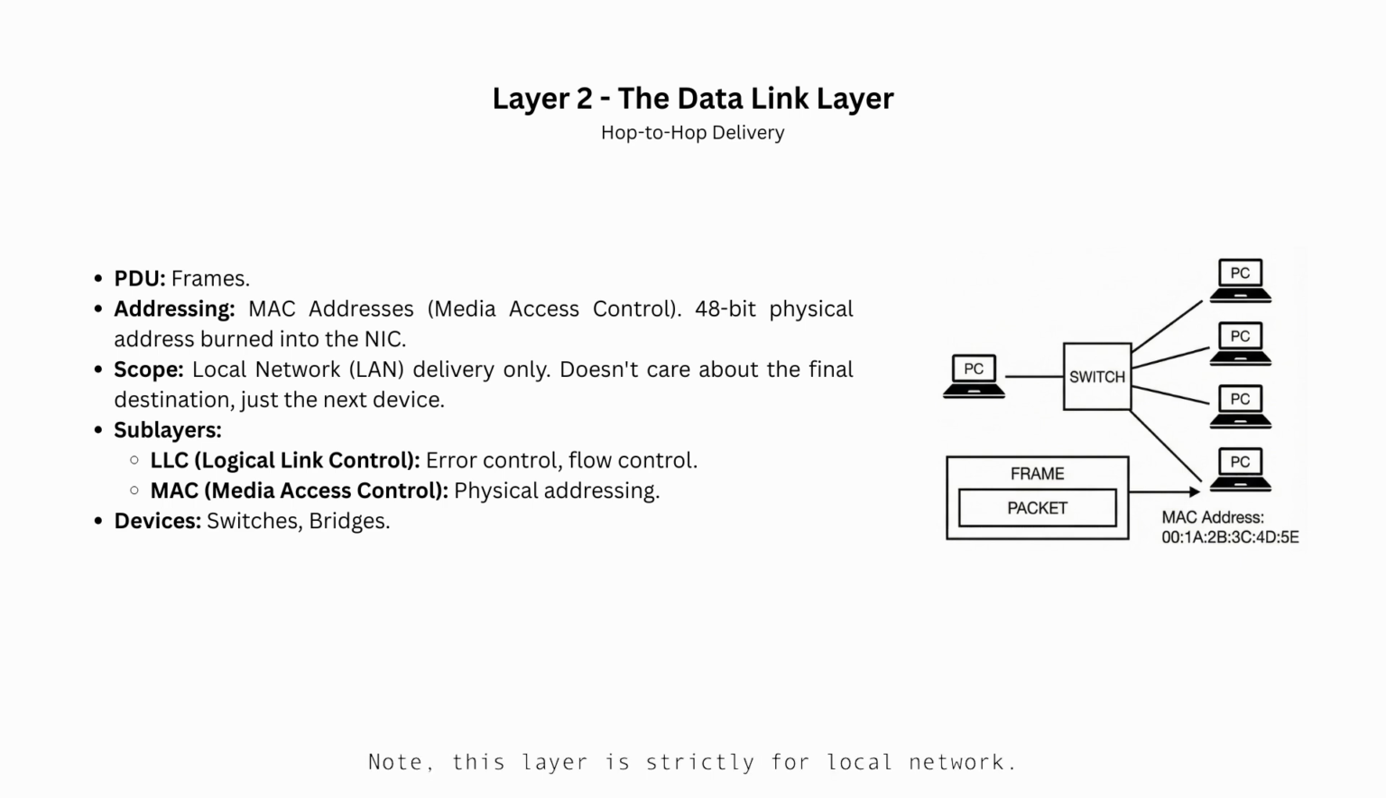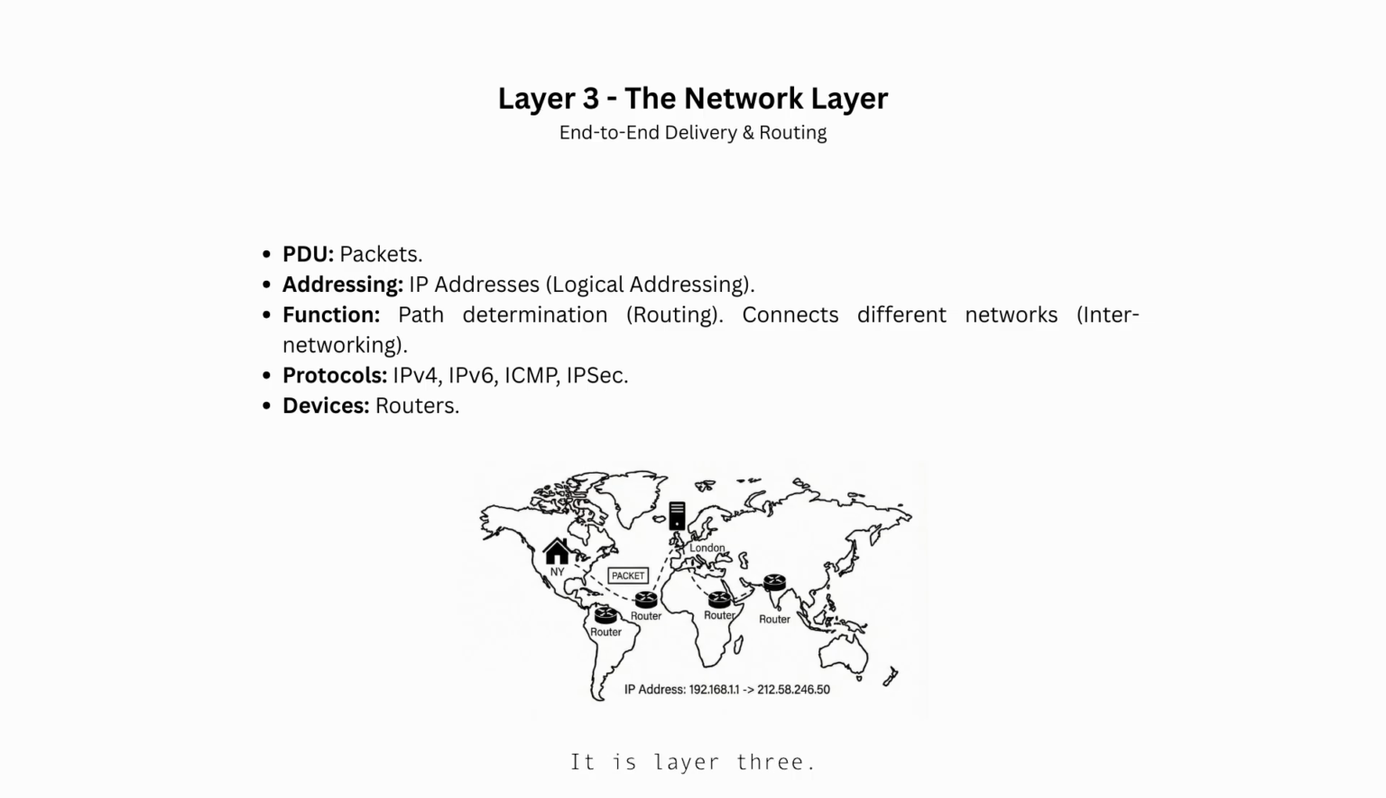Note, this layer is strictly for the local network. Layer 2 doesn't know about the internet. It only knows about the devices plugged into the same switch as you. Now we hit the big time. It is layer 3, the network layer. If layer 2 is about getting the data across the room, layer 3 is about getting your data across the world. This layer is responsible for end-to-end delivery.